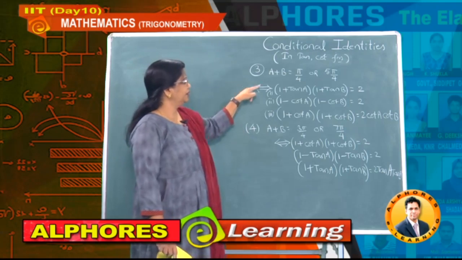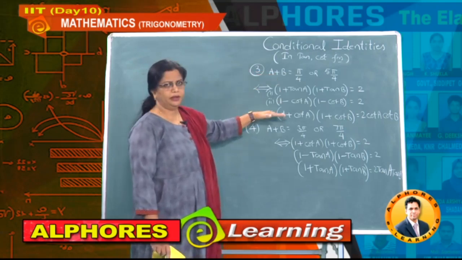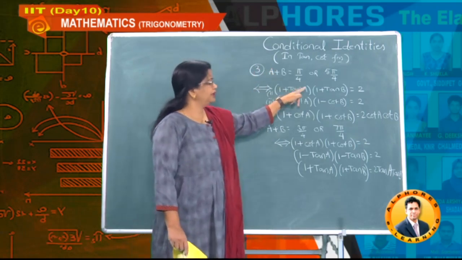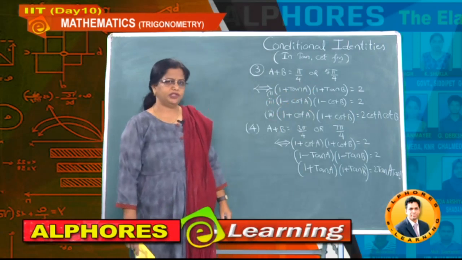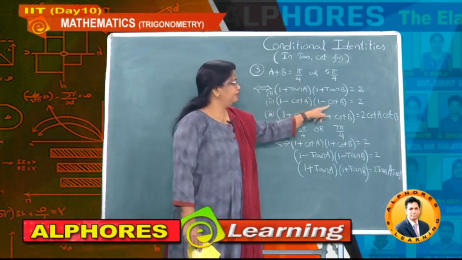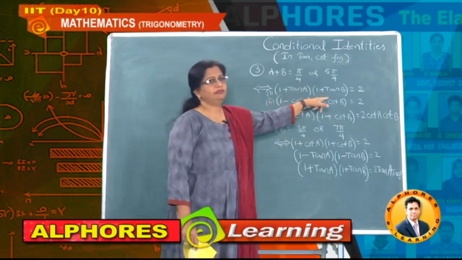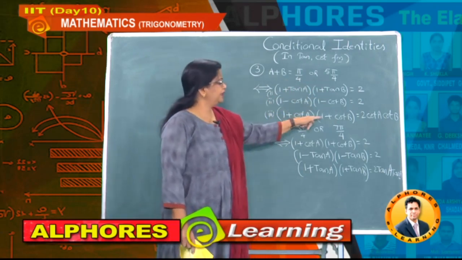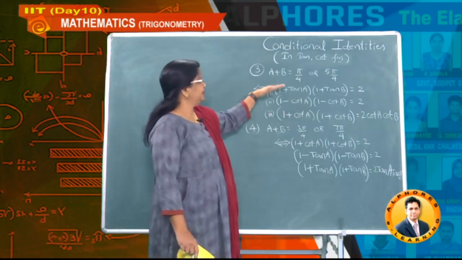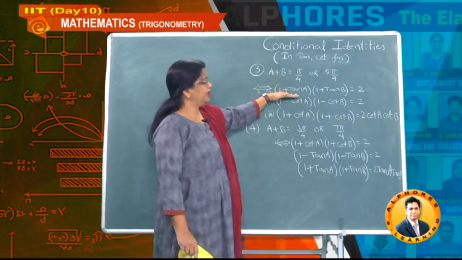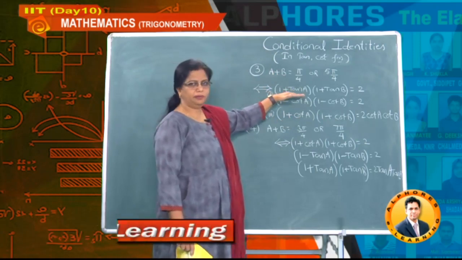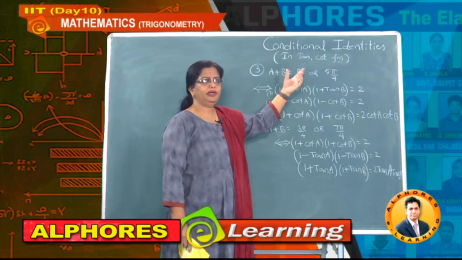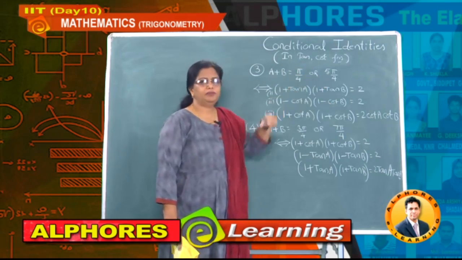Then here it is not only 'implies', it is even 'implied by' also. So it implies 1 plus tan A into 1 plus tan B value is 2, and 1 minus cot A into 1 minus cot B, that is tan A tan B replaced by minus cot A minus cot B, and this is the other result. So a plus b is pi by 4 implies this one, or if 1 plus tan A into 1 plus tan B equals 2, it implies a plus b is pi by 4 or 5 pi by 4.